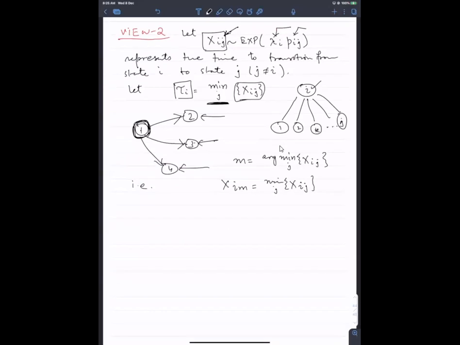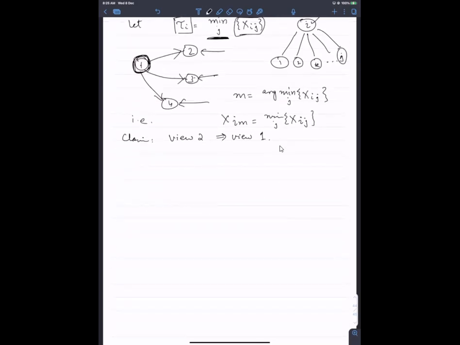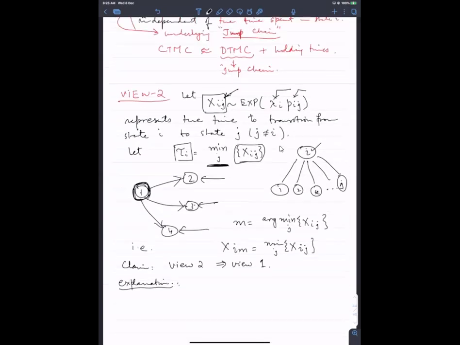So view 2 is very different from view 1. But the claim is that view 2 leads to view 1. And vice versa can also be shown, but view 2 leads to view 1. I'm not going to have a rigorous proof, but I'm going to have a very simple explanation.